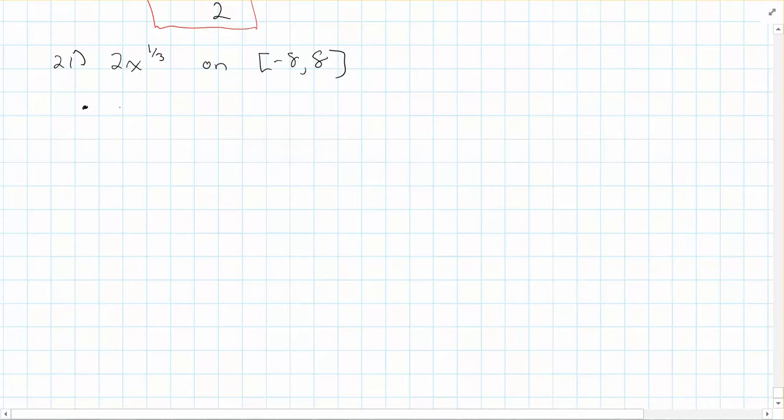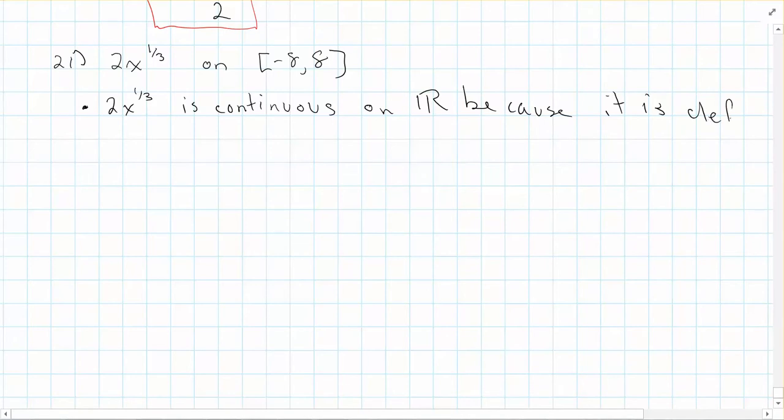So first off, 2x to the 1/3 is continuous on all real numbers because it is defined for all real numbers. That's basically the justification for it. So it's continuous for all real numbers because it's defined for all real numbers. Because remember, this is the cube root, and cube roots of negative numbers are just fine.